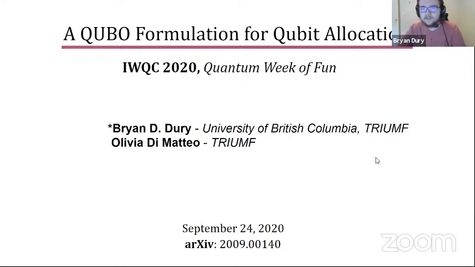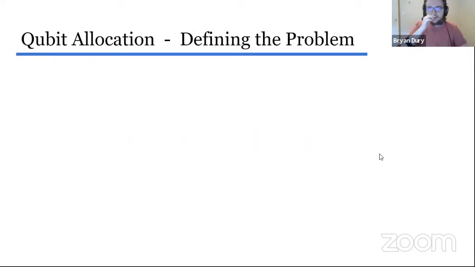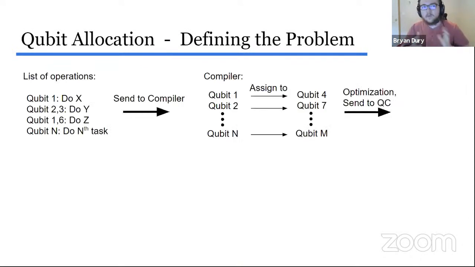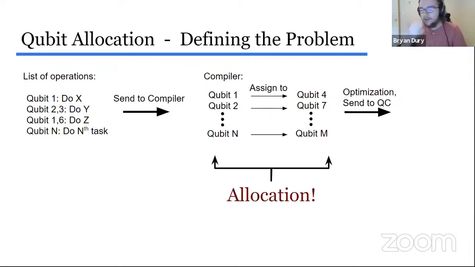So let's get straight into it. The first thing to look at is, what is the qubit allocation problem? Essentially, you have some quantum program, which gives you a list of operations that are happening to your qubits, and you send that off to some compiler. The compiler gets it ready to run on an actual piece of quantum hardware. And one of the steps the compiler has to do is allocation. So that's what we'll be focusing on here today.